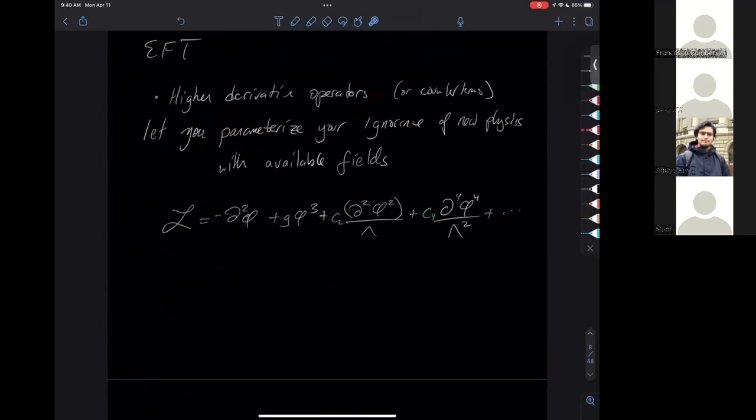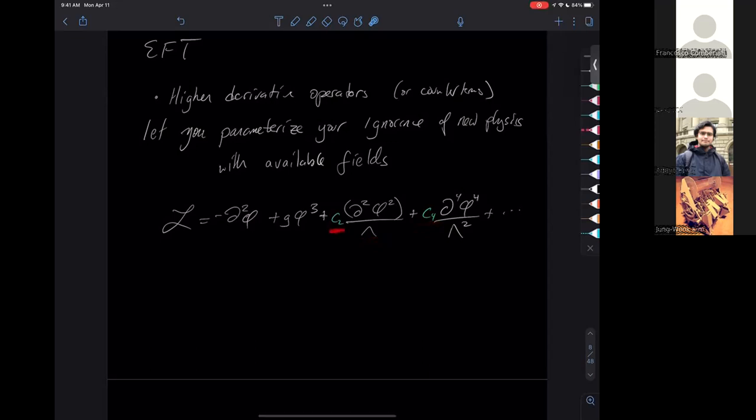Okay, so effective field theory. All you need to appreciate what's going on in this talk is that higher derivative operators or counterterms let us parameterize our ignorance of new physics beyond the scales, the fields we're describing. You can parameterize your ignorance of that new physics with your available fields. So I've written down some toy scalar Lagrangian with normal interactions. Then we're going to start introducing higher derivative operators that are encoding physics that has been integrated out. And there's some mass scale.